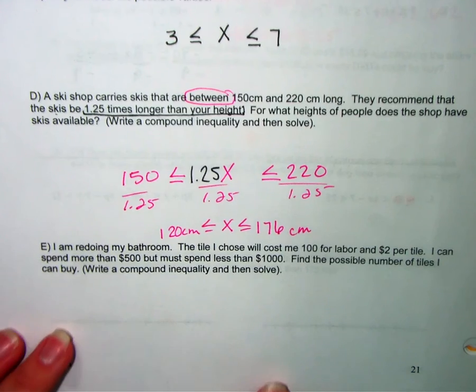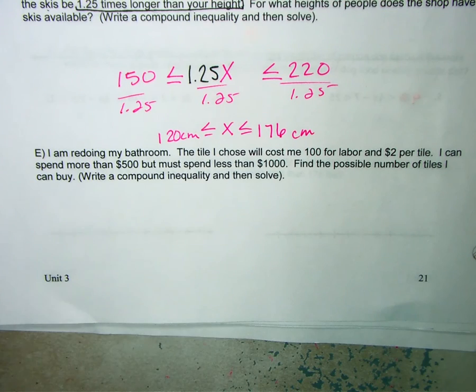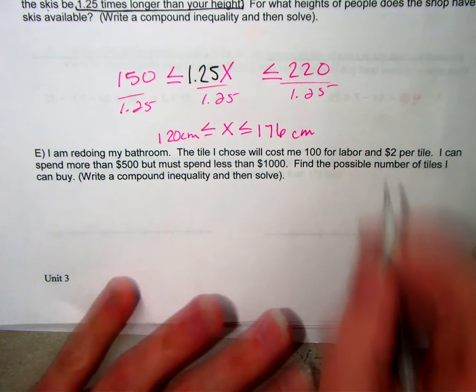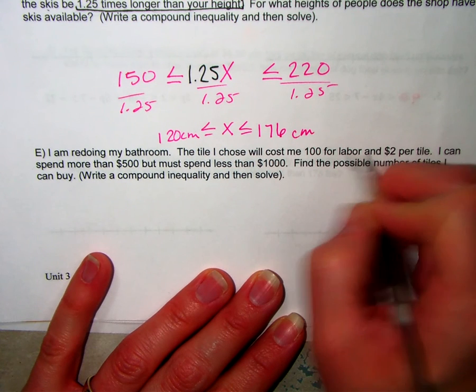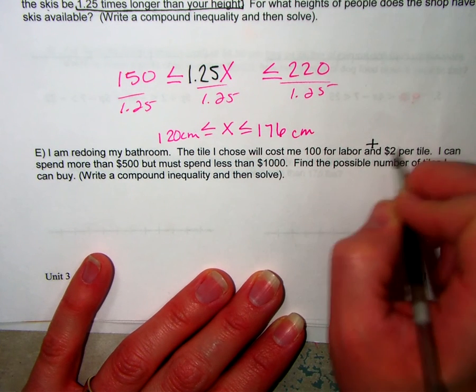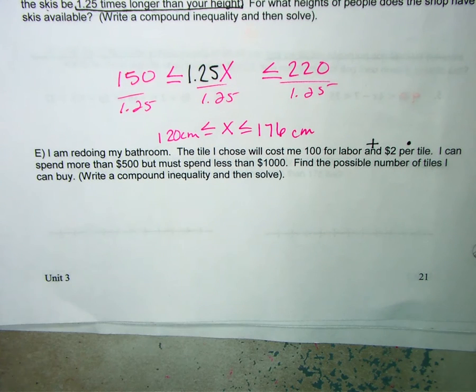Okay, last one. We're going to do this last example. So this is also going to have something in the middle. It's a little bit more work in the middle of the problem. Okay, so I'm redoing my bathroom. I choose a tile that costs me $100 for labor and $2 per tile. When you're reading that, hopefully you see the word per tile and you're thinking of times. So I pay $100 for labor, and hopefully you're thinking that's a plus, $2, and when you read the word per, you think multiply.